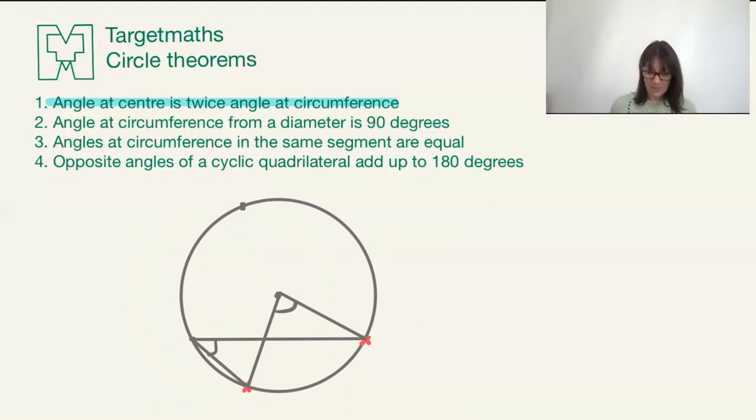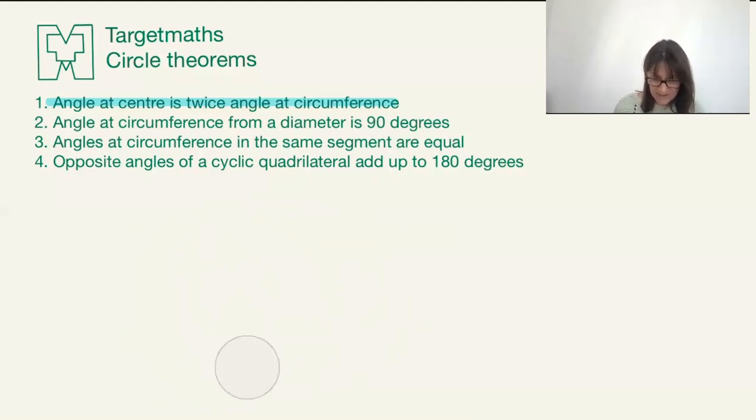All right, so that's the first one. Let's now look at the second one. So we will highlight it for your notes. Okay, there it is. So angle at circumference from a diameter is 90 degrees. So let's have a look at what we mean by that.